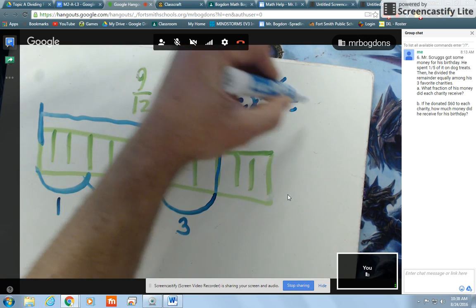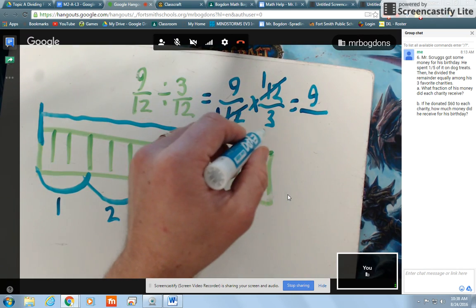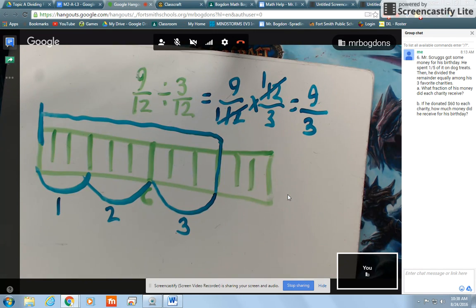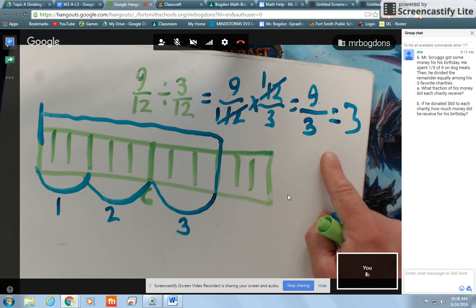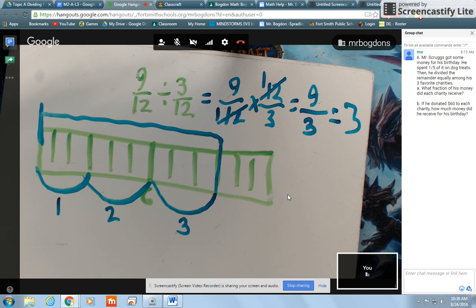So what is 9 times 1? What is 1 times 3? What is 9 divided by 3? So you're saying I have 3 groups of 3/12 in 9/12. And that is the right answer.